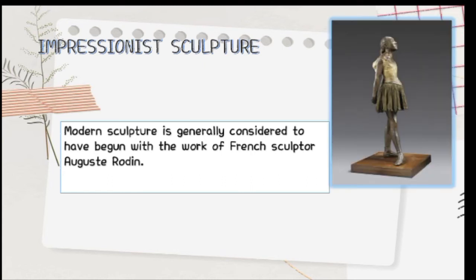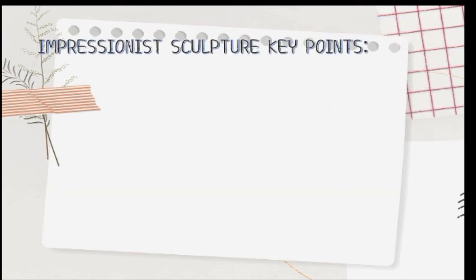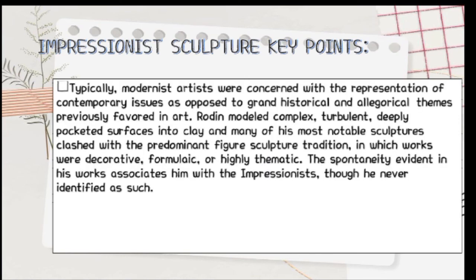Impressionist sculpture key points. Typically, modernist artists were concerned with the representation of contemporary issues as opposed to grand historical and allegorical themes previously favored in art. Rodin modeled complex, turbulent, deeply pocked surfaces into clay, and many of his most notable sculptures clashed with the predominant figure sculpture tradition, in which works were decorative, formulaic, or highly thematic.